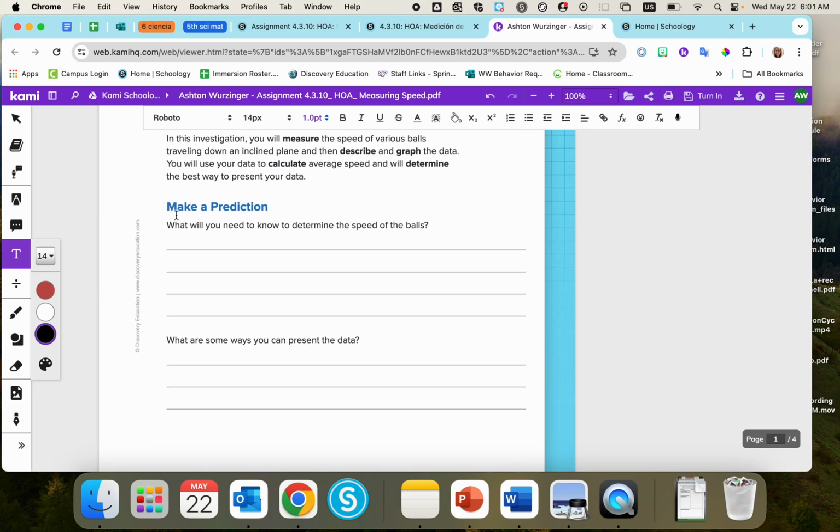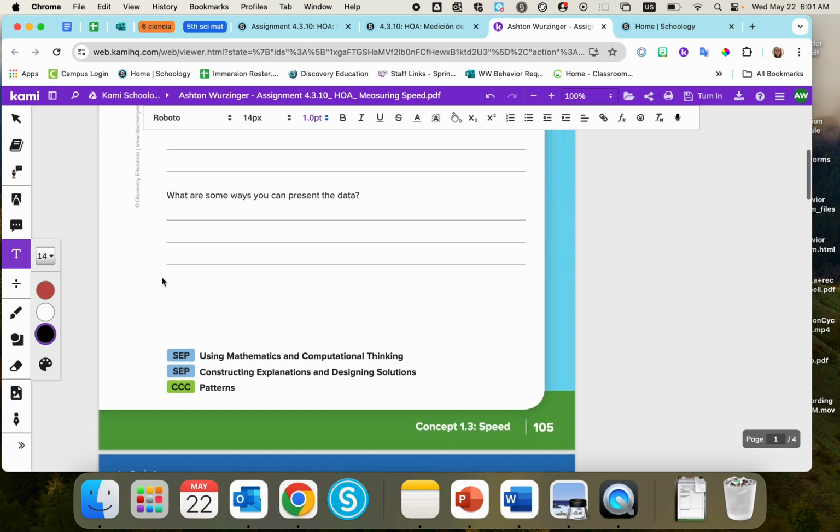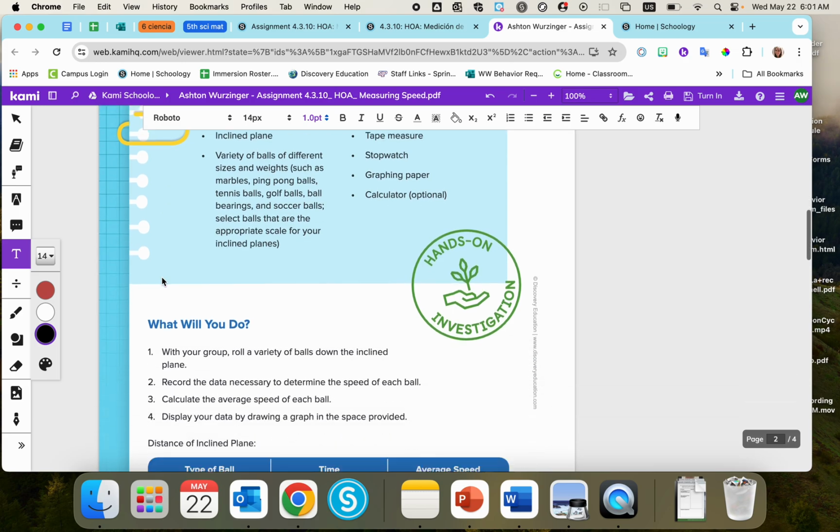You should have the first page complete. You should have what are the two things that you need to figure out the speed of something. Think about our lab. What two things did we measure? And then what are some ways that you can present this data? What have we done in class to present data in the past?